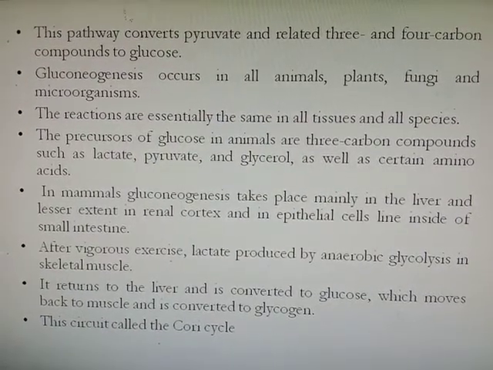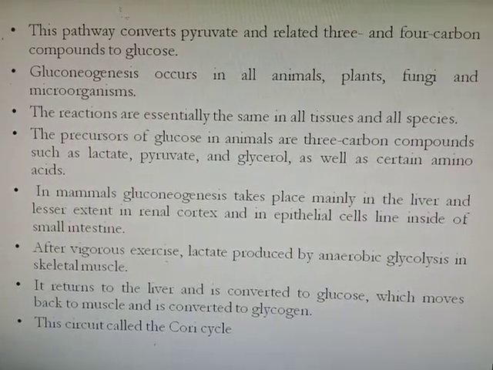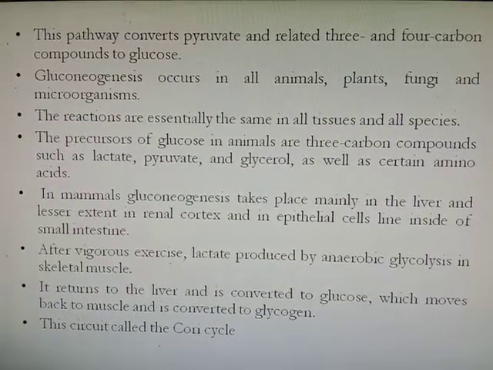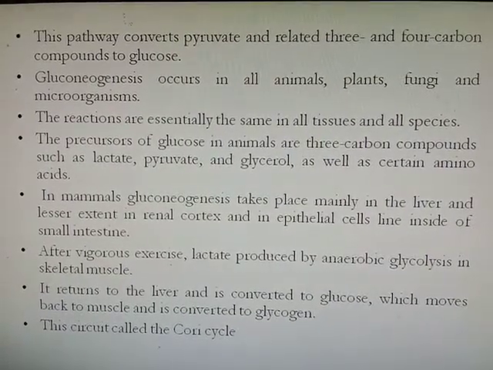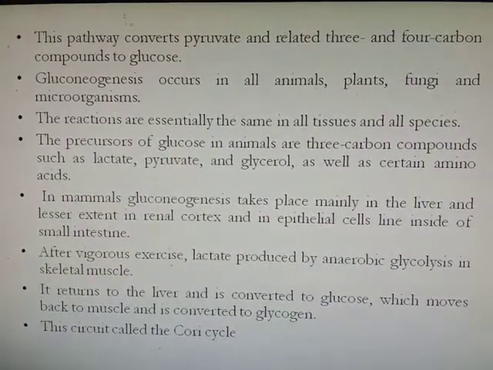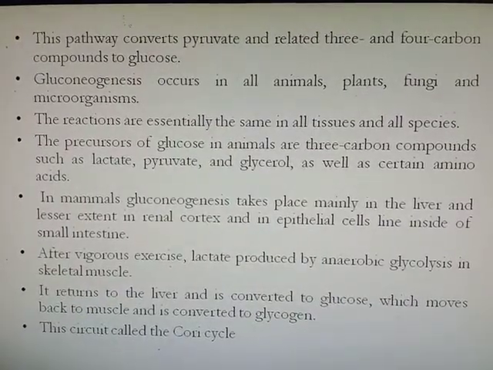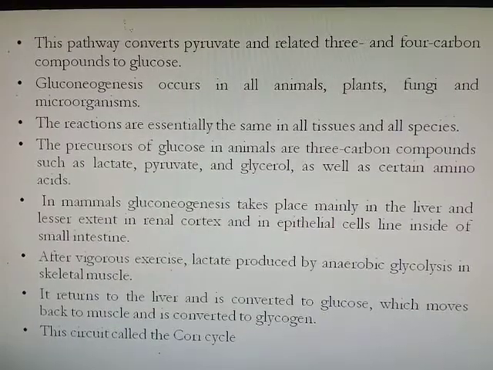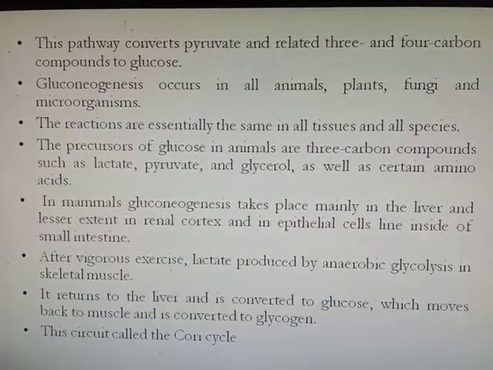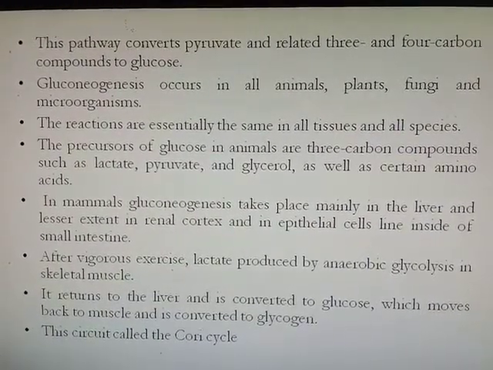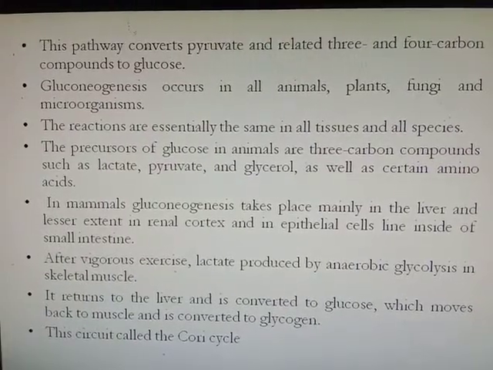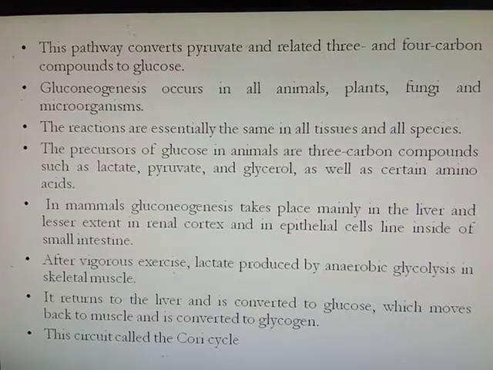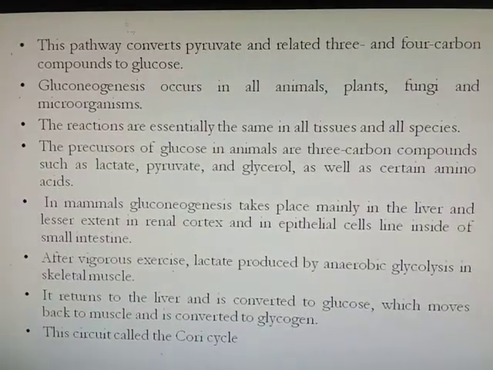amino acids. In mammals, gluconeogenesis takes place mainly in the liver and to a lesser extent in the renal cortex and in epithelial cells lining the inside of the small intestine. After vigorous exercise, lactate produced by anaerobic glycolysis in skeletal muscle returns to the liver and is again converted to glucose, which moves back to the muscle and is converted to glycogen. This circuit is called the Cori cycle.